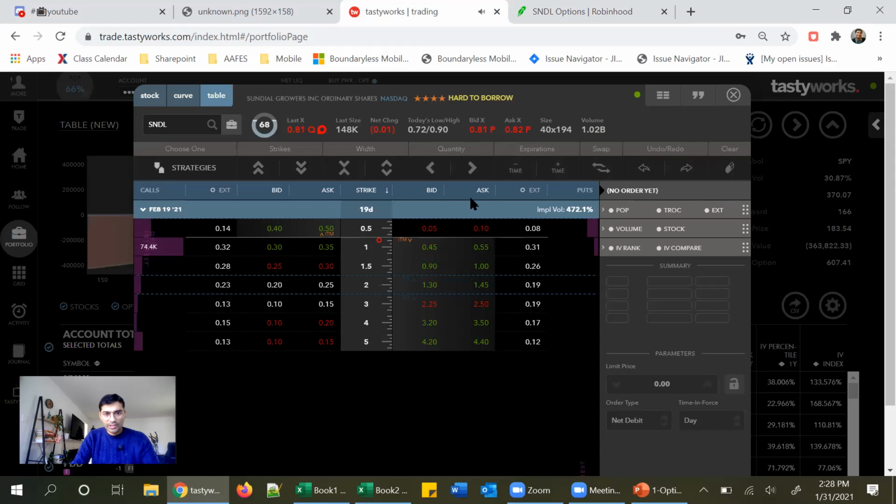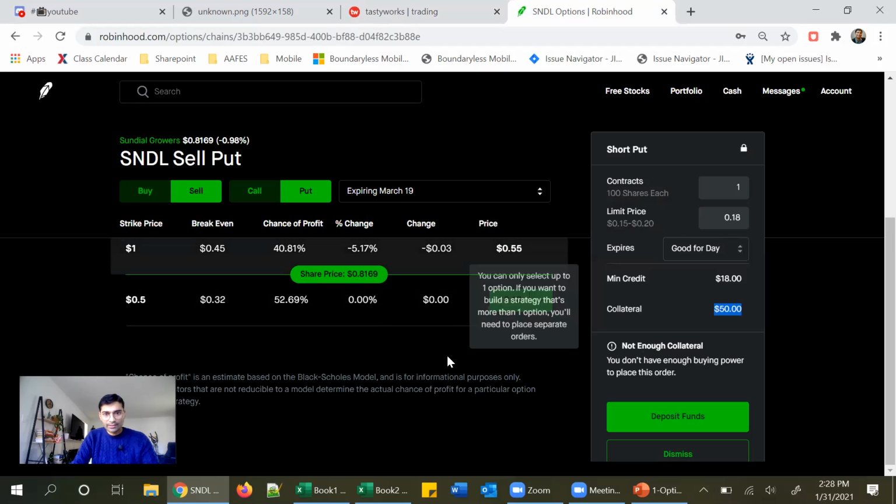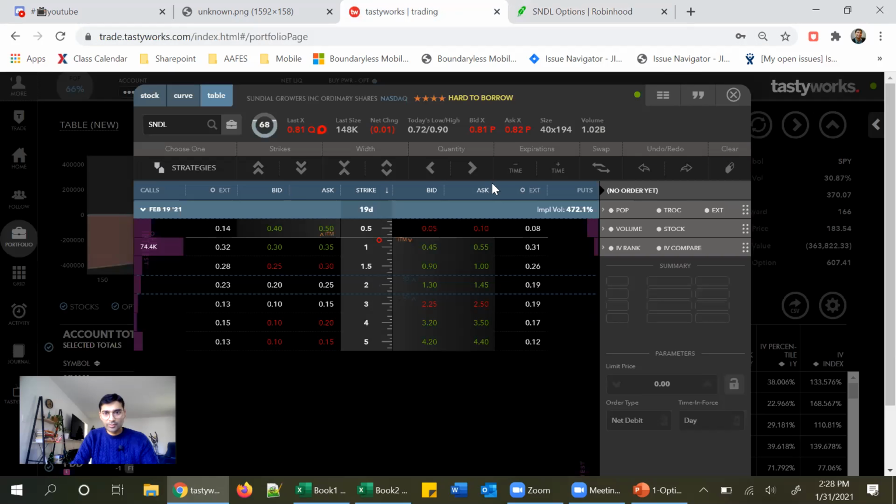So this is an option chain here. On Tastyworks it is a bit more complicated, but don't get into all this. We will try to uncover these other things one by one, but for now this is an option chain. On the left-hand side this is call, and on the right-hand side this is put.